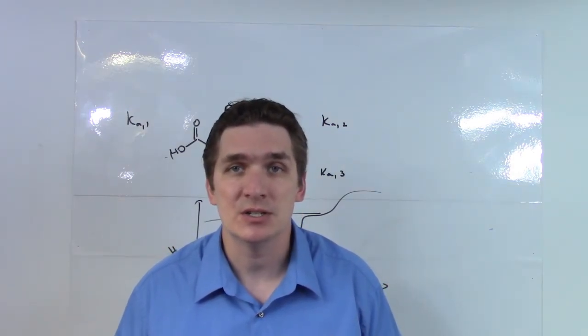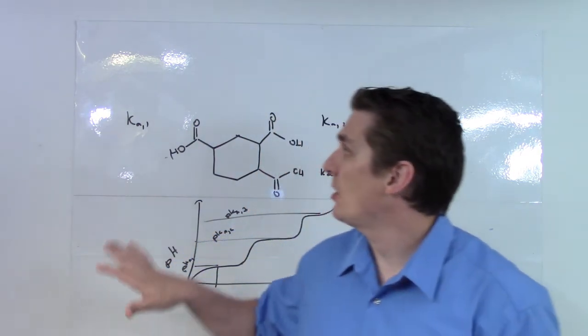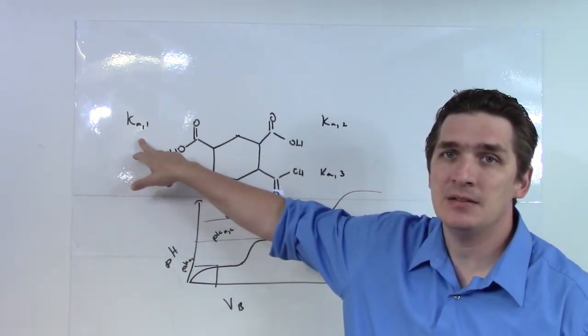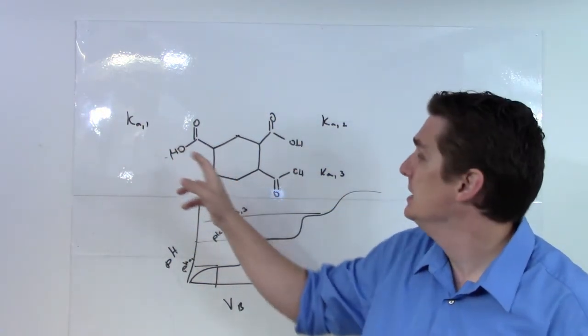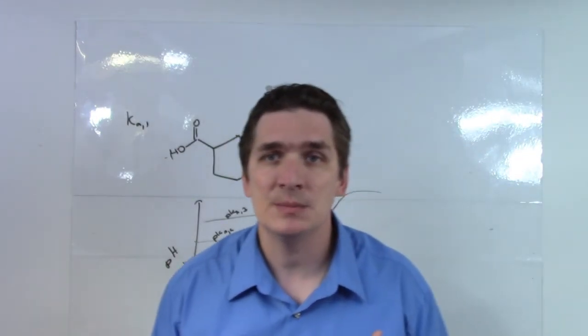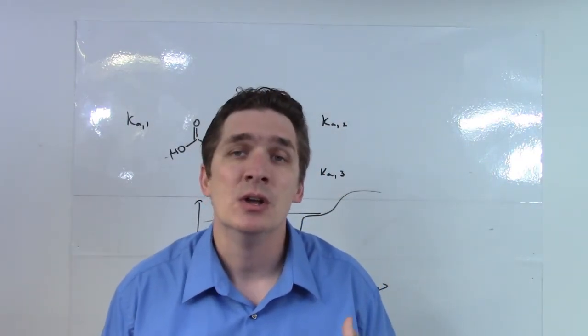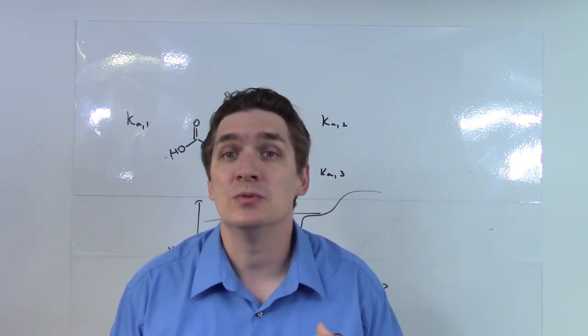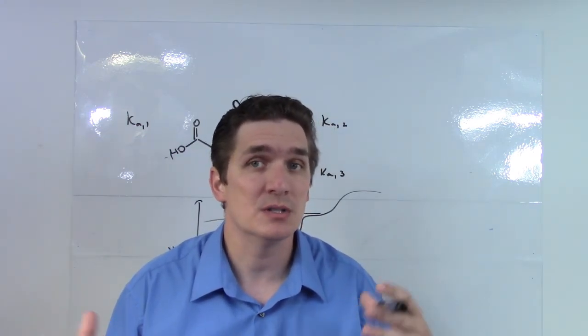much more basic conditions. Now, another thing to keep in mind is that with our Kas here, the first deprotonation is always the easiest. The second and third get harder and harder simply because we're putting a negative charge on the molecule, which makes it successively harder to remove further hydrogen plus ions from the molecule.